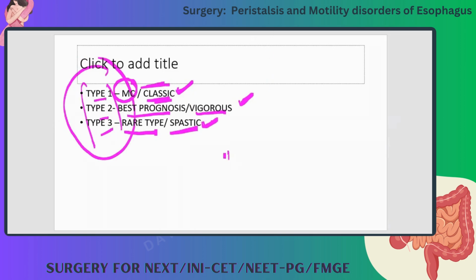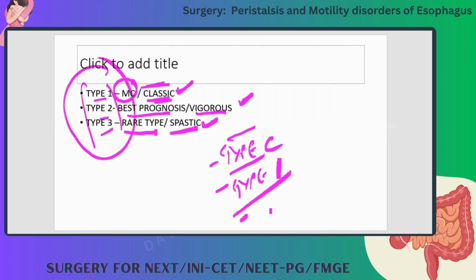And what is the most common type of tracheoesophageal fistula? Type C. And the most common achalasia cardia? Type 1. Most common posterior urethral valve? Come on, day before yesterday we have read that.